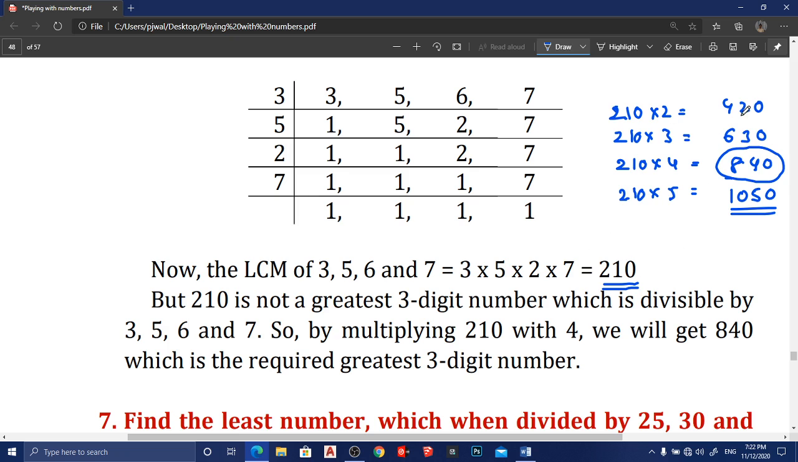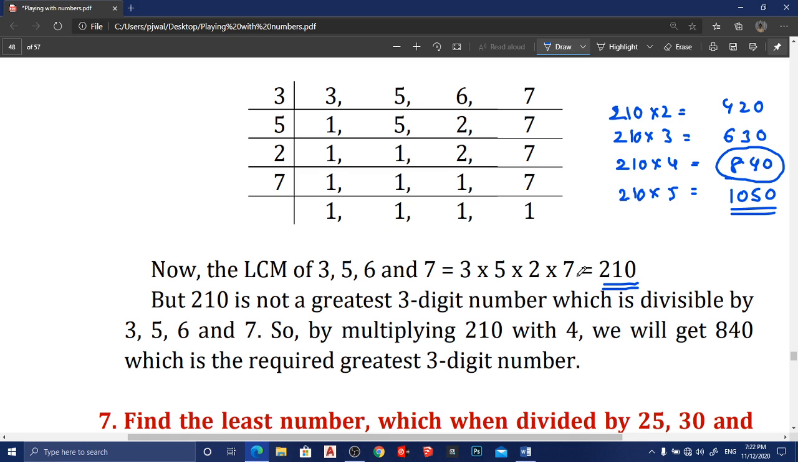So the first multiple is 210, second is 420, third is 630, fourth is 840, which is also a three-digit number, but the fifth multiple is 1050, which is a four-digit number. But he is asking only for a three-digit number and the greatest among them. So 840 is the greatest three-digit number divisible by 3, 5, 6 and 7. By multiplying 210 with 4, we get 840, the required number.